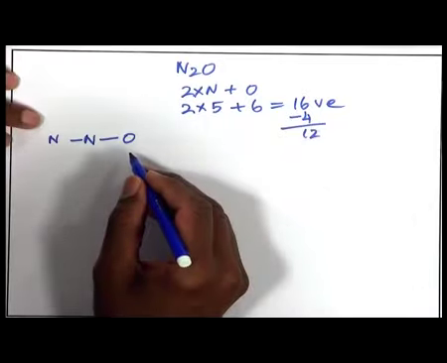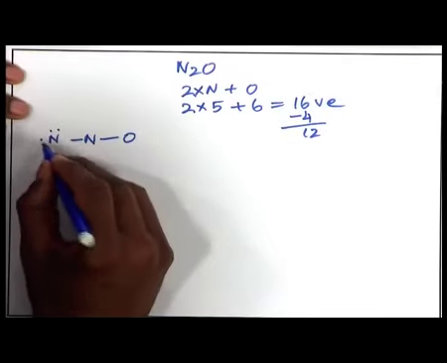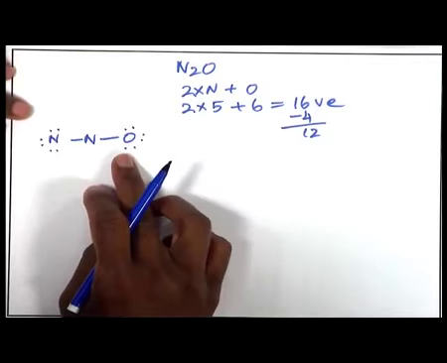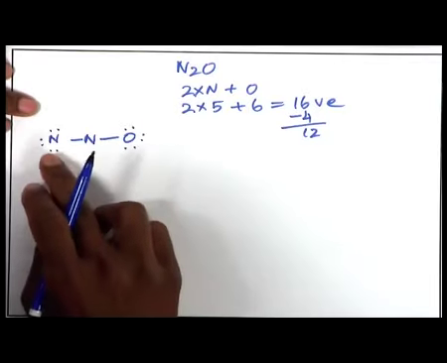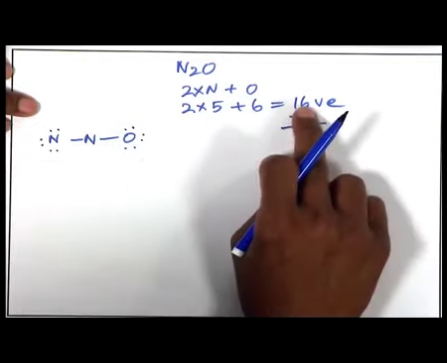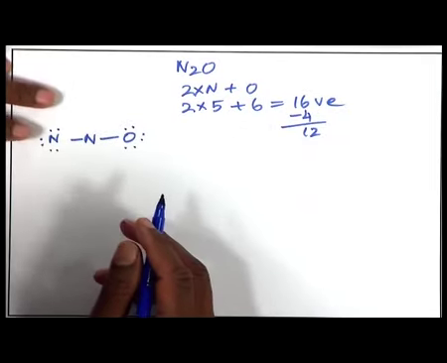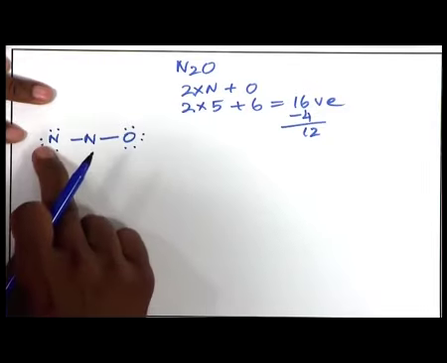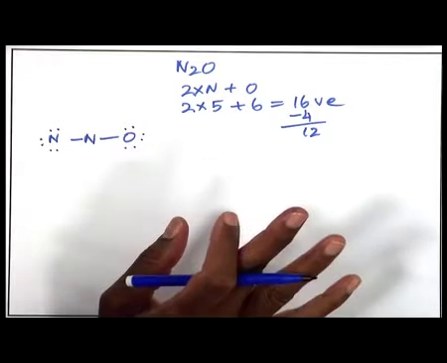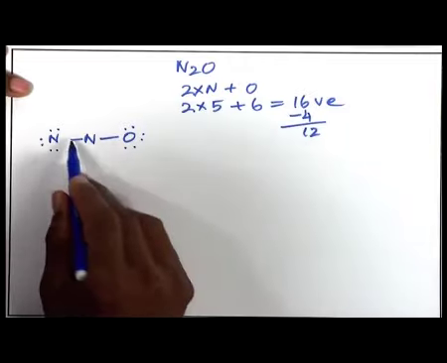Those 12 valence electrons you can assign around the terminal atoms here and here. Now count the number of valence electrons: 6 plus 6 is 12, plus 12, that is 12, 14, 16, which matches the valence electrons calculated before. But if you look at the number of electrons around this nitrogen atom, it is 8. Similarly, around this oxygen atom it is 8. So that is okay. But if you look at the number of electrons around this nitrogen, it is only 4, that is 2 here, 2 here.